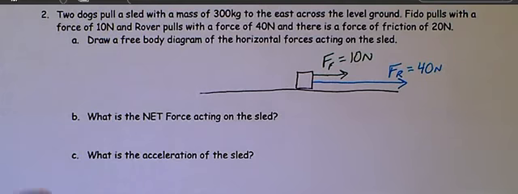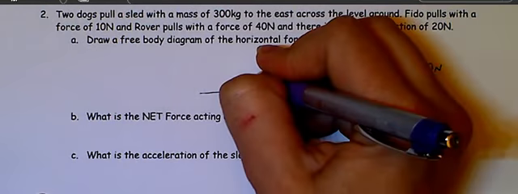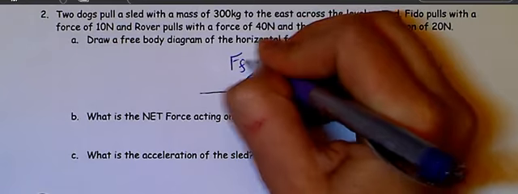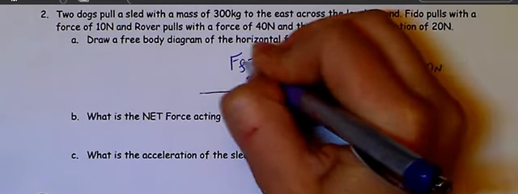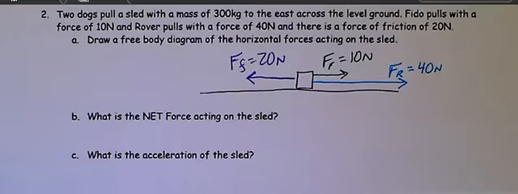And then there's a force of friction of 20. And the force of friction is always going to oppose the motion. So the 20 is backwards like this. Force of friction. You have to label them. You have to have arrows. All right, what is the net force?